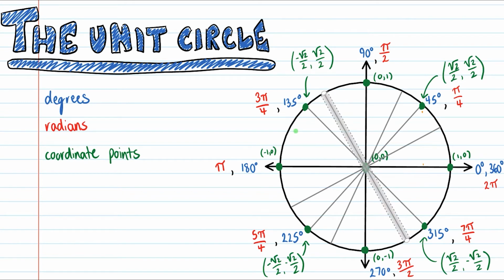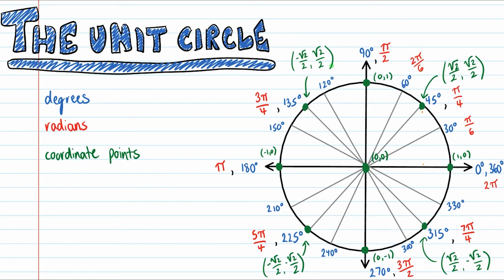Now we're going to be going by every 30 degrees starting from 0 degrees. So we'll go 0 degrees, 30 degrees, 60 degrees, 90, 120, 150, 180, 210, 240, 270, 300, and 330 degrees. And so to figure out what these are in radians, we can now jump in terms of pi over 6.